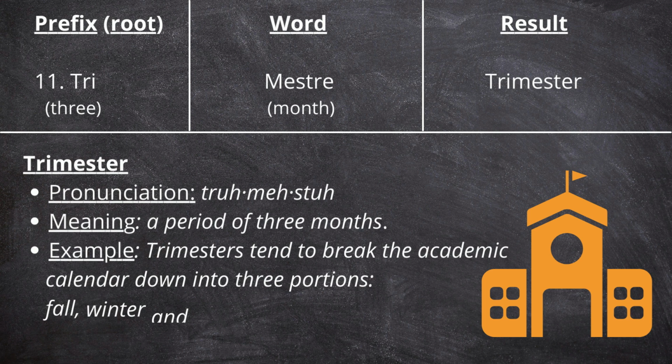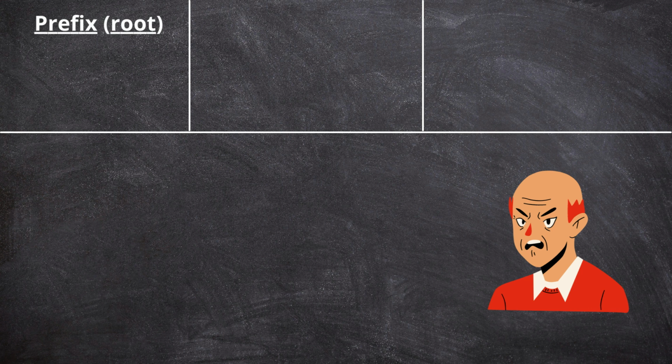11th prefix is tri, which means three, and the word is mestra, which means month. Both put together form a word trimester. Trimester means a period of 3 months. For example, the trimesters tend to break the academic calendar down into 3 portions: fall, winter, and spring.